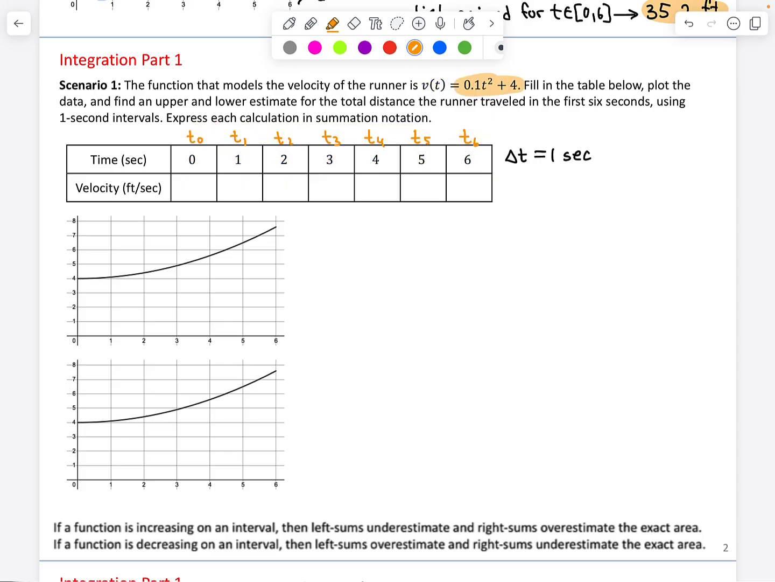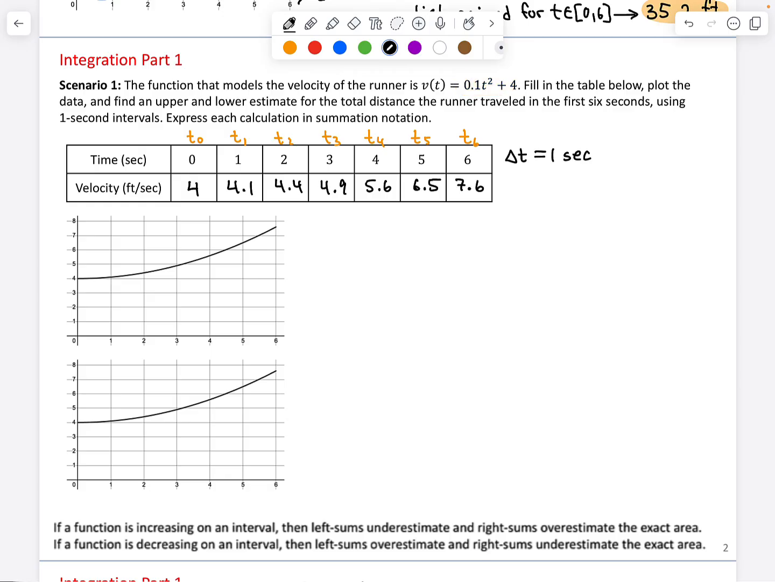When t is 0, we're going to get 4. When t is 1, we'll get 4.1. When t is 2, we get t squared is 4, times 0.1 is 0.4, add 4 is 4.4. 3 squared is 9, times 0.1, add 4 is 4.9. 4 squared is 16, times 0.1 is 1.6, add 4 is 5.6. 5 squared is 25, times 0.1, 2.5, add 4, 6.5. And 6 squared is 36, times 0.1 is 3.6, add 4, 7.6.